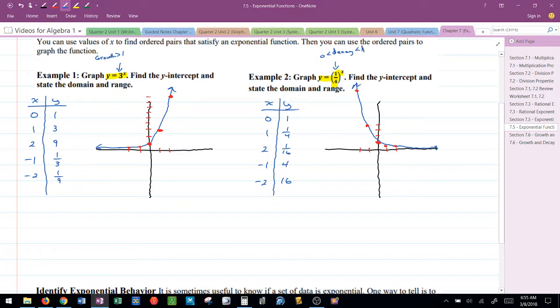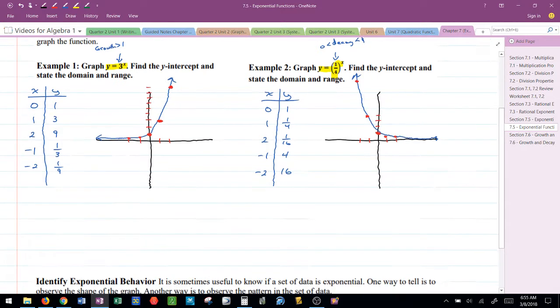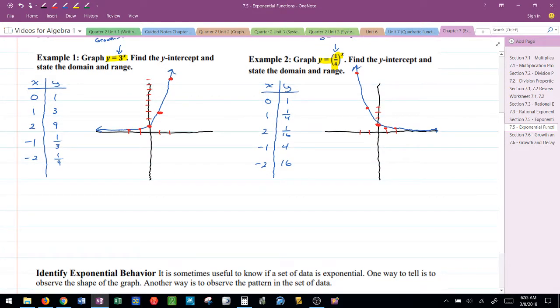All right, so we've graphed these two functions now. Now let's go back and see what else they wanted us to identify. They want us to identify the y-intercept. Remember, the y-intercept is always going to be when x is equal to 0. So we have a y-intercept here at 0, 1.